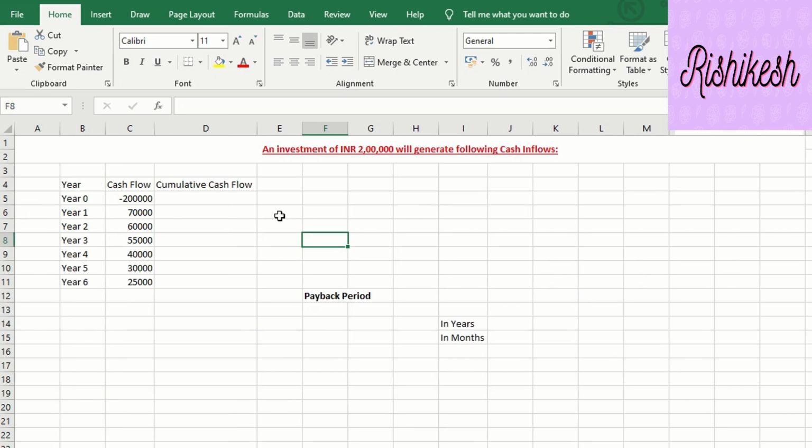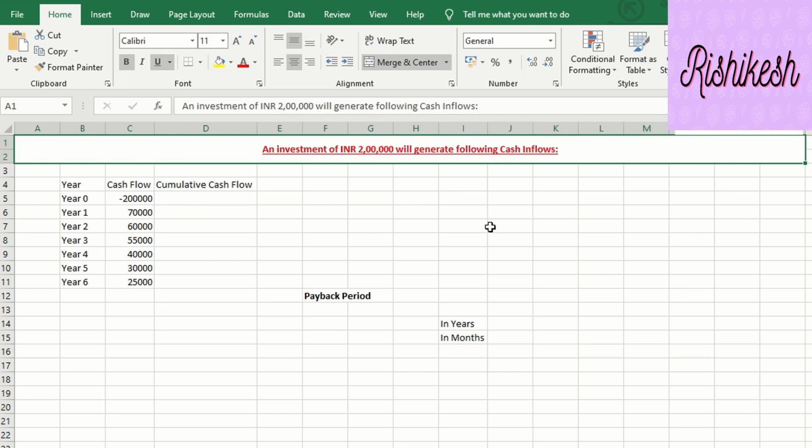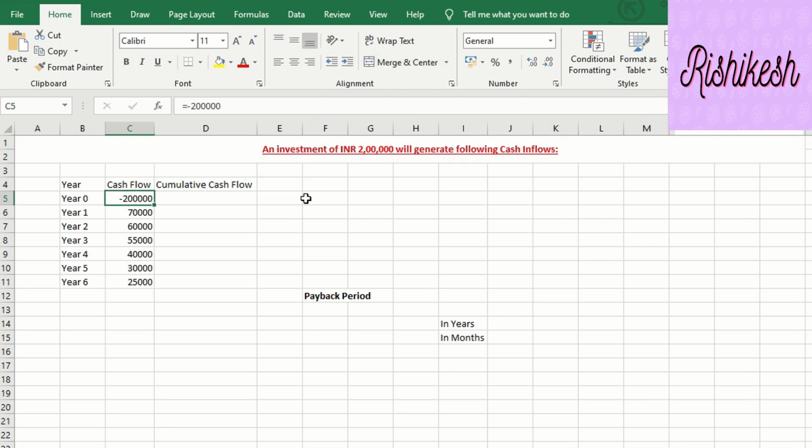So here we are going to see another example in which we have to calculate the payback period. The question is, an investment of 2 lakh rupees will generate the following cash inflows. Initially you have invested 2 lakh rupees, so it's denoted as a cash outflow. And as you know, cash outflow is always denoted in negative because it's the money which is going out. Investment is a cash outflow.